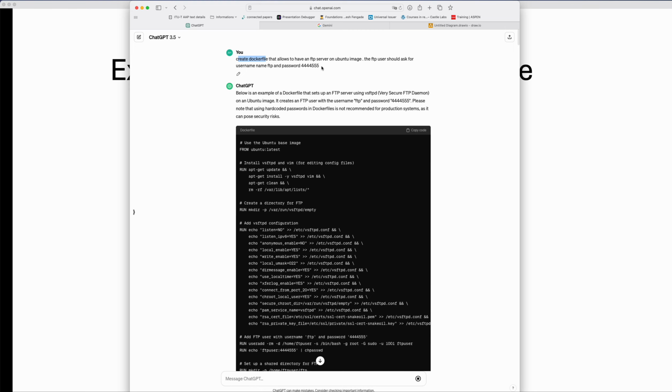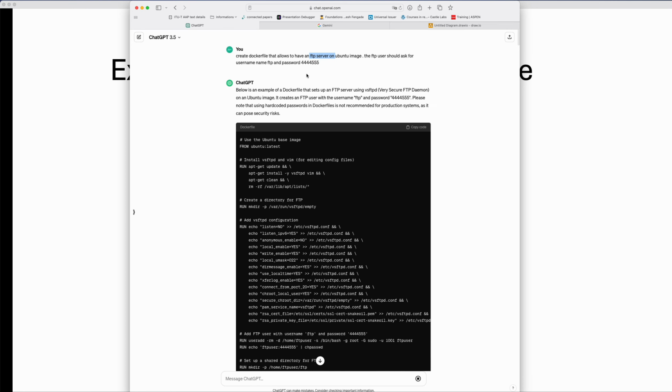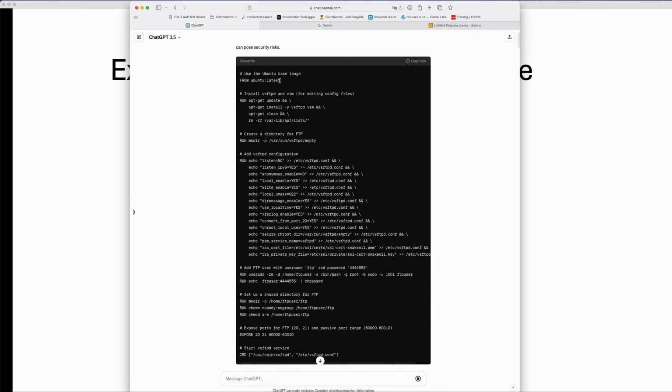So in the course we are using Docker engine, and then I ask the AI, can you create a Dockerfile which has an FTP server on an Ubuntu image base. The FTP server allows the user to authenticate using some username and some password. Okay, wonderful. And here is the answer of ChatGPT.